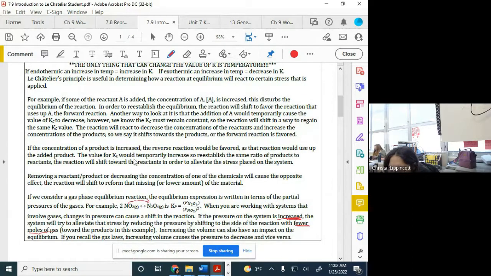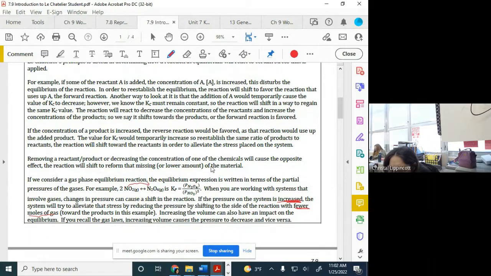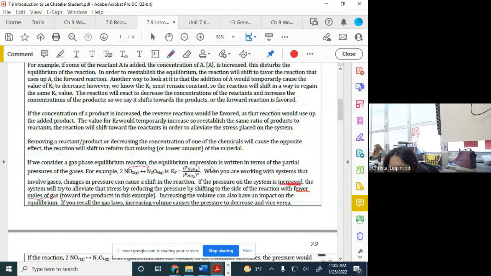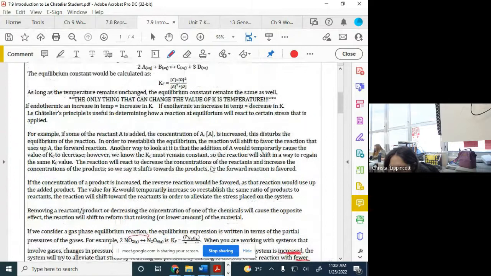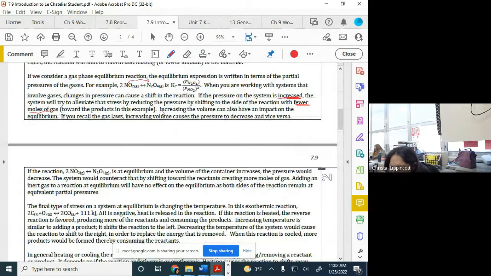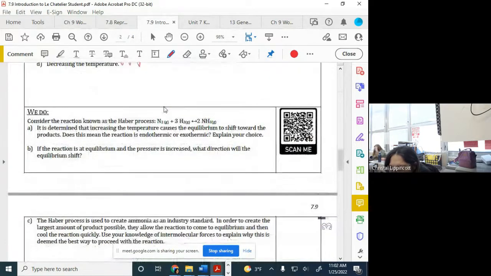The value of K is, yeah, here we go. If it's exothermic, an increase in temp will decrease the K. If it's endothermic, an increase in temp increases the K. So our K increased, it has to be endothermic then. Yes! Okay.